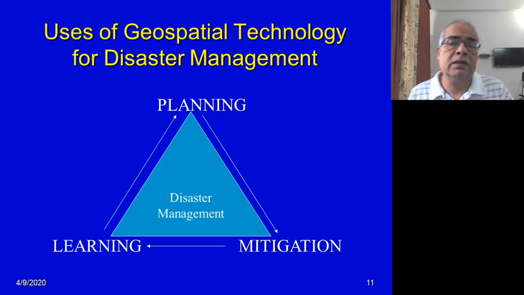You cannot altogether think about doing away completely with natural disasters. It is not possible, but you can mitigate them, right? Once an event has taken place, you are learning, and that learning helps you in better planning. So we can see that in disaster management, all these three components help each other. Planning helps in mitigation, and the experience of the mitigation gives learning, which again helps in better planning, right?